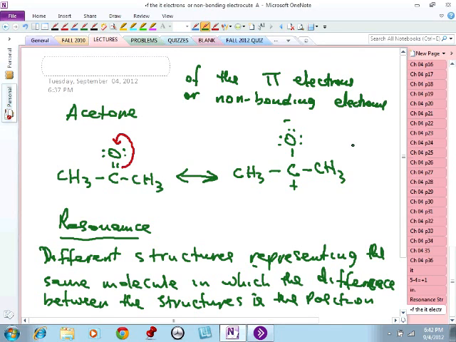Yes, somebody has a question there. Move the pi bond to the... Oh, okay, very good. Excellent question. The question is, in this case, why don't we move the pi electron to this carbon, right? Very good. Excellent question.